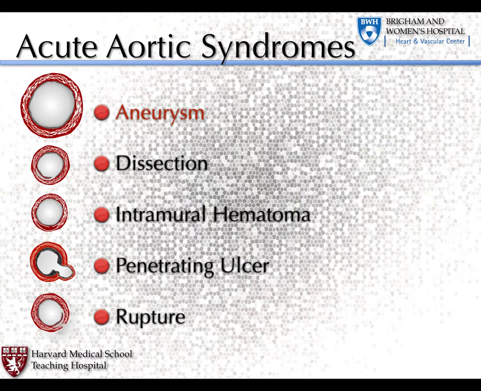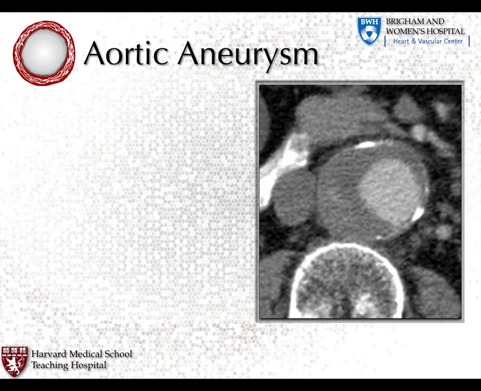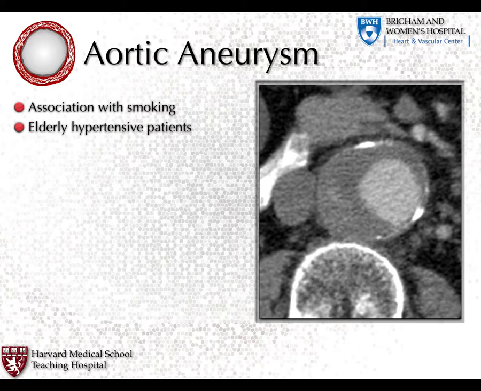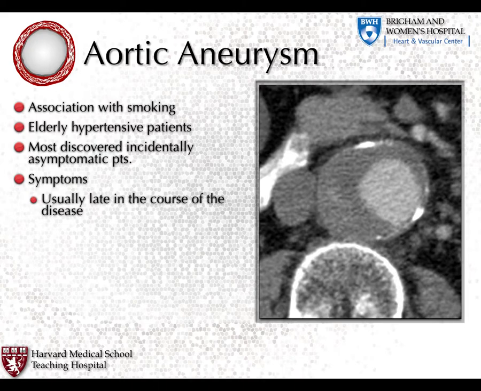Okay, so first let's talk about aneurysm. Aortic aneurysm has an association with smoking, elderly hypertensive patients, and we'll see that's going to be sort of a theme: the patient population, older people, hypertension. Most aneurysms are discovered incidentally in asymptomatic patients. Typically you only have symptoms when it's late in the game. So that indicates rapid expansion of the aneurysm or complications from rupture.